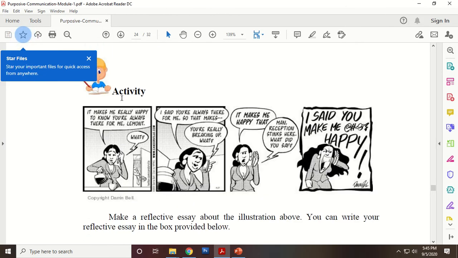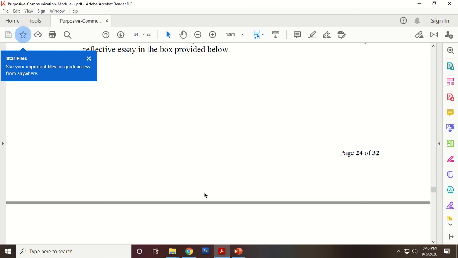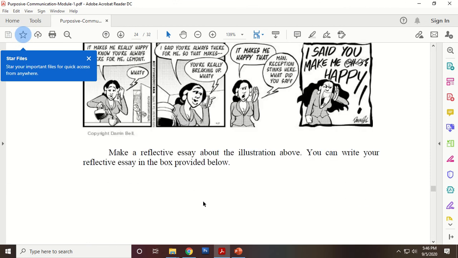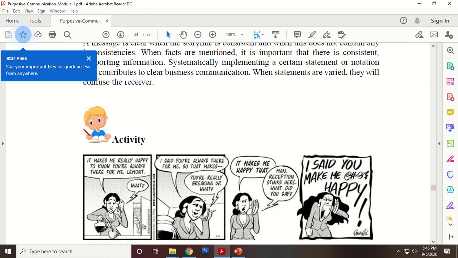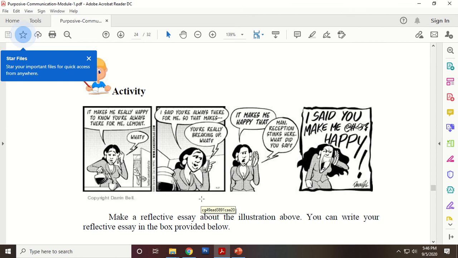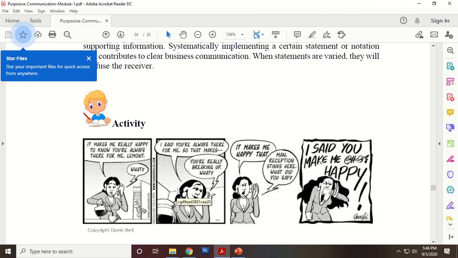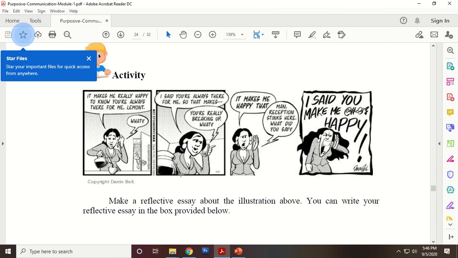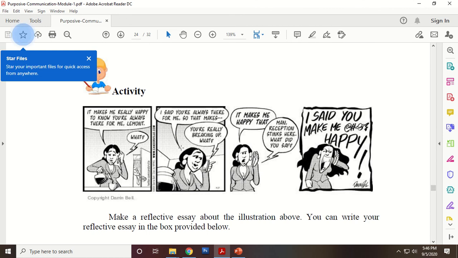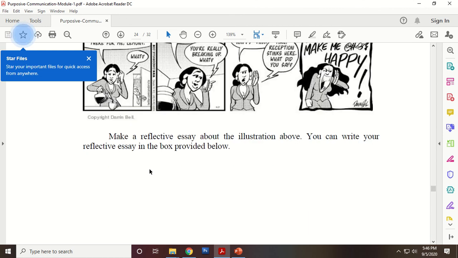And for this activity, you're going to answer this one. We have here the comic. So I'll make a reflective essay about the illustration above. You can write your reflective essay in the box provided below. So in this case, we have here the box, so you can just put your answer here. It's just a maximum of five sentences as well, and a minimum of 3. But if you want to make it longer, go ahead. I would be glad to accept that too. This is just based on your understanding of the comic.